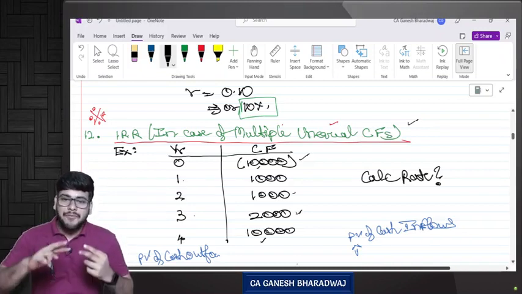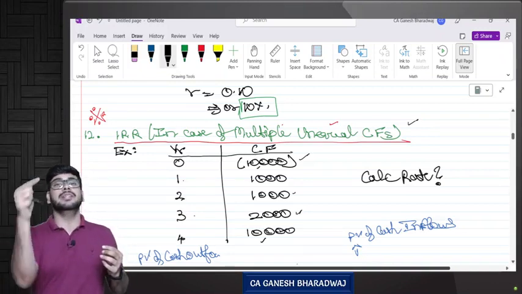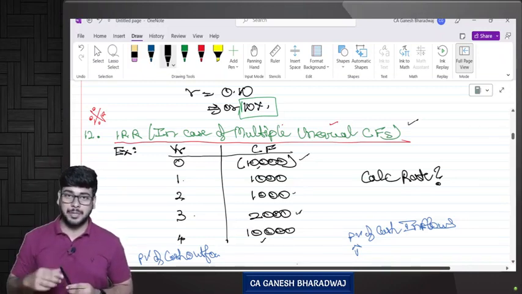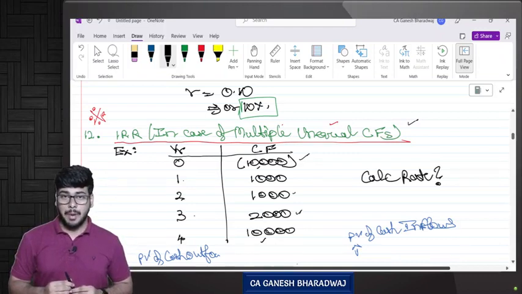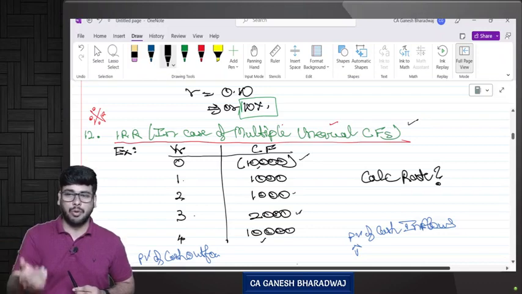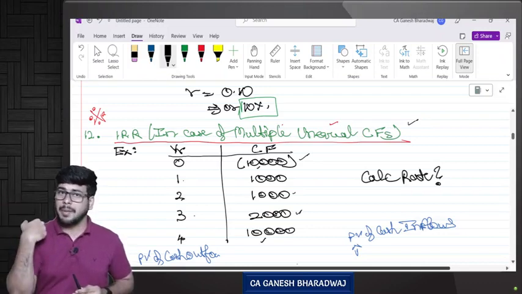Correct or not? Flip this transaction and look at it from the perspective of the bank. Flip the same transaction and look at it from the perspective of the bank. From the viewpoint of the bank, you are the deposit holder, the FD holder. You have paid the money to the bank, correct?